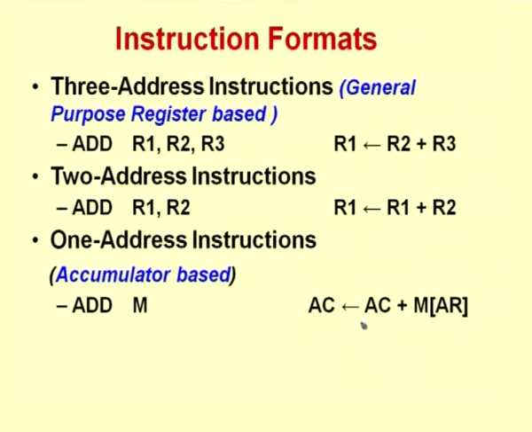So, when you say add m, it means that I will take the memory location specified by m, take the contents of that memory location, add it to the value that is there in the accumulator and store that value in the accumulator. Okay. So, you can see that only one value is specified here, so it's a single address instruction, and 2 other values are implied, and in this case both of them happen to be the accumulator, that is, one source operand and the destination operand are both the accumulator. So, this is an example of a 1 address instruction.